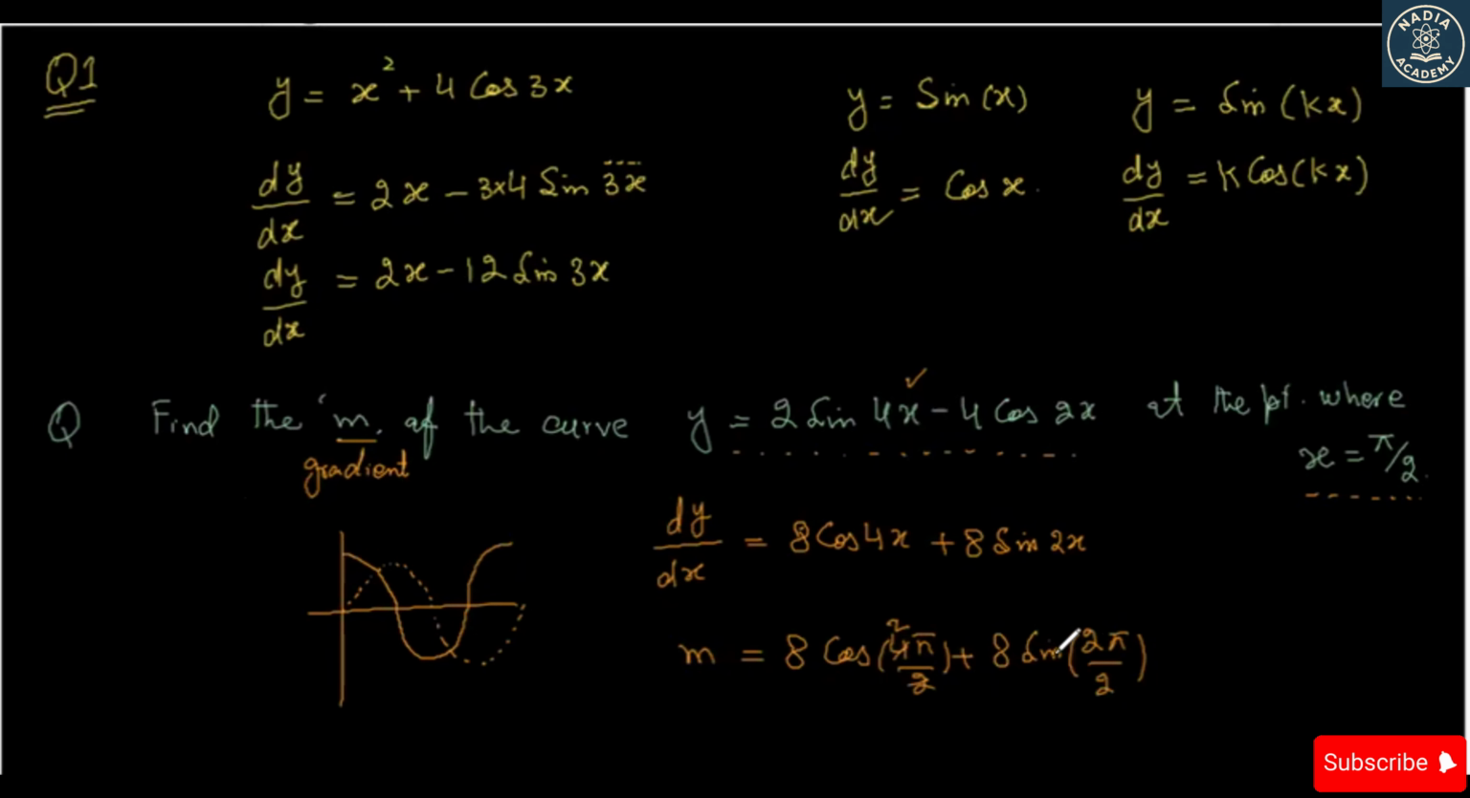So now sin pi, because the 2 has gone with this one, so this second term is 0. This cos 2 pi is equal to 1. Then the gradient m must be equal to 8. So in this way, we can find the gradient of any given trigonometric function. Now we will also solve a few questions from the exponential and logarithmic part.